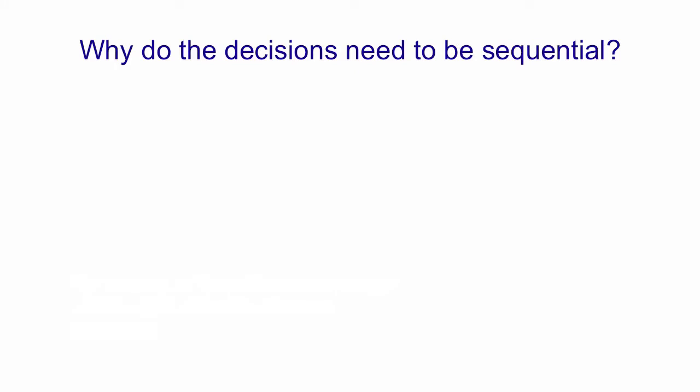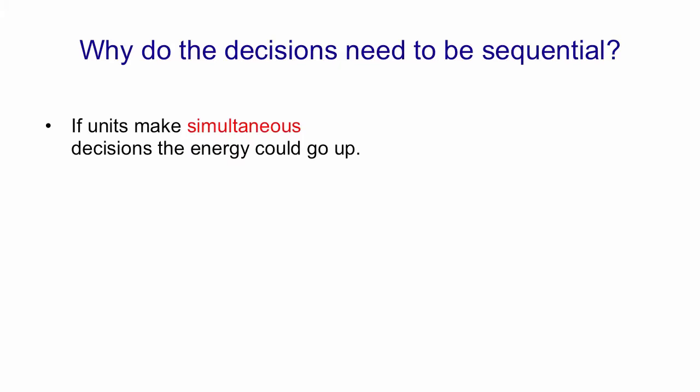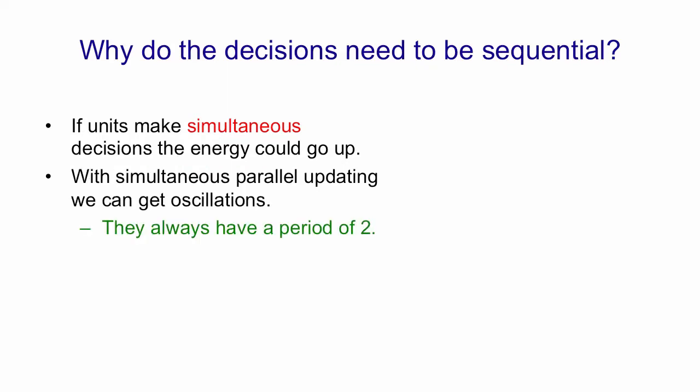So if you ask, why do the decisions need to be sequential in a Hopfield net? The problem is that if units make simultaneous decisions, they could each think they were reducing the energy, but actually the energy could go up. With simultaneous parallel updating, we can get oscillations, which always have a period of 2.